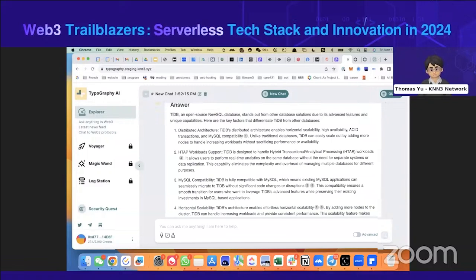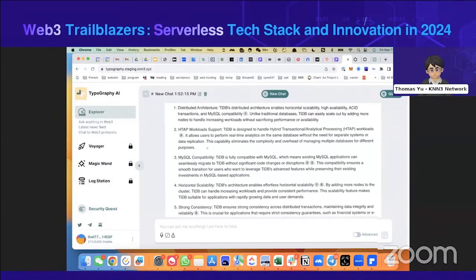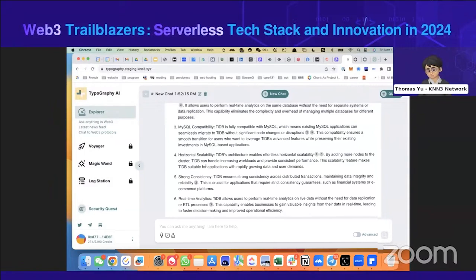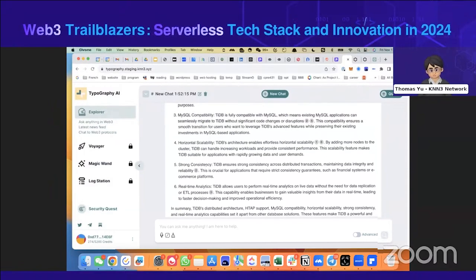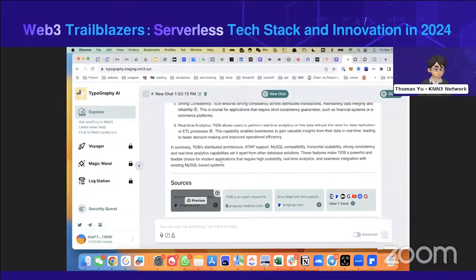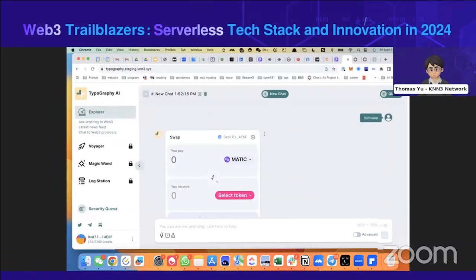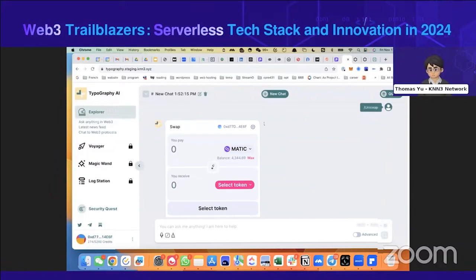structure. And this helps us a lot to reduce our DevOps cost and our architecture redesign cost. I will explain the case later. But as you can see, there is a lot of uniqueness and differentiation in TiDB. So this is our first flagship product, called Typography AI. It connects Web3 data and Web3 applications seamlessly, and you can even call out the Uniswap trading panel here when you decide to buy some tokens or buy some NFTs.